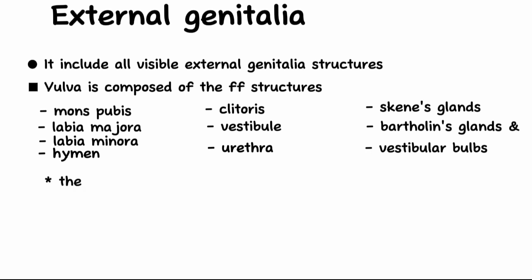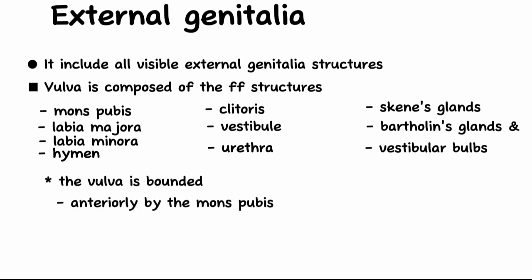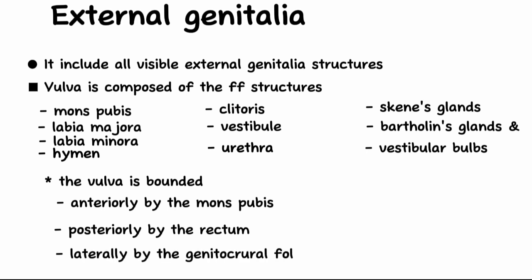Anatomically, the vulva is bounded anteriorly by the mons pubis, posteriorly by the rectum, and laterally by the genitocrural folds. The entire vulvar area is covered by keratinized stratified squamous epithelium.